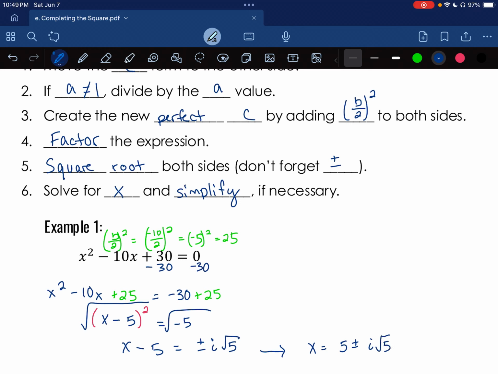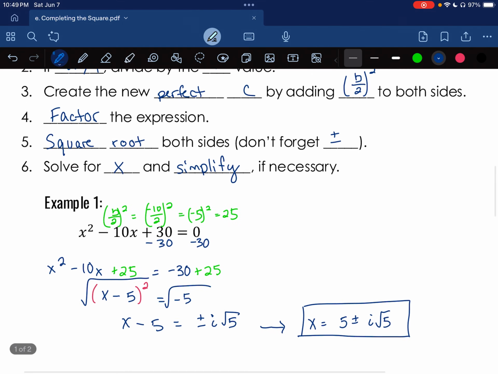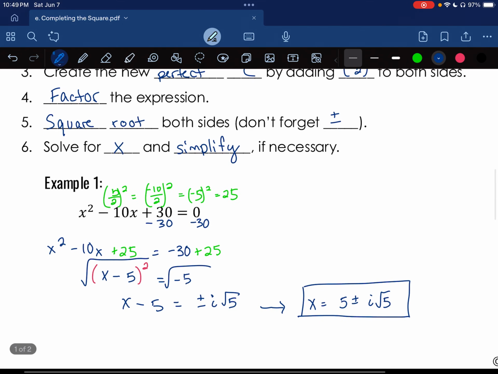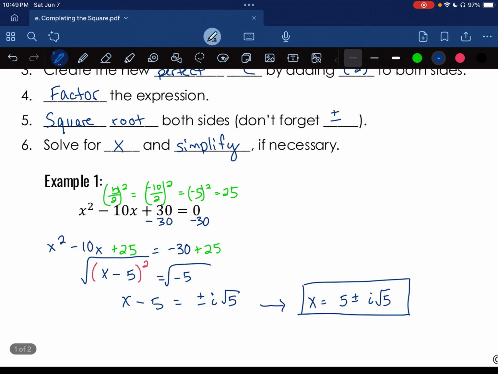Beautiful. And look at that, we got some imaginary solutions even. Good stuff. All right, I know that was a lot, and I promise you it gets better the more we keep at it. So let's do another example.